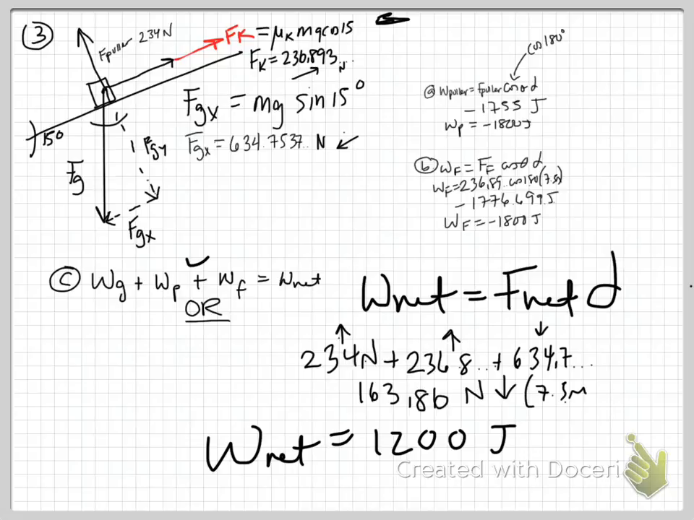Now, is that work positive or negative? Well, it is down a slope. This is true, but that work is increasing the velocity of an object. It is moving an object. So I'm going to fudge and say the magnitude of the work is 1,200 joules. Typically, if the work is in the same direction as the force, we call it positive.